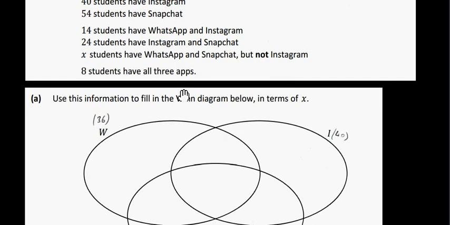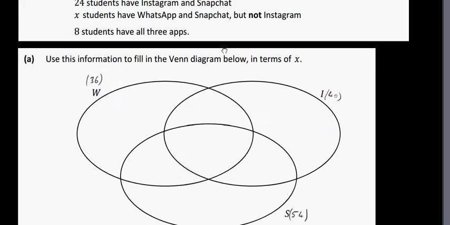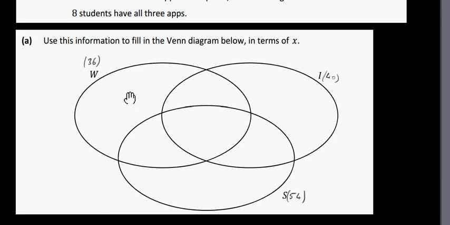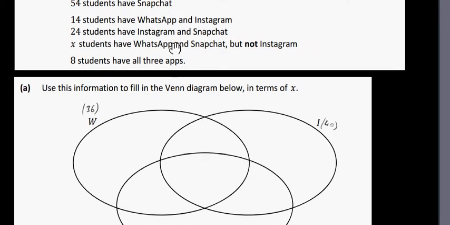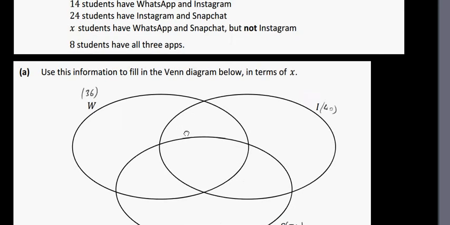Okay, so let's have a look. 14 students have WhatsApp and Instagram. So that's going to, the 14 students are going to go in here somewhere. This is the intersection of WhatsApp and Instagram. But how do we divide up that 14? We don't know. So I don't know where to put in that 14, or how to divide it up. So I can't do anything with that 14 at the moment. 24 students have Instagram and Snapchat, so same thing again. I can't divide that 24 up.